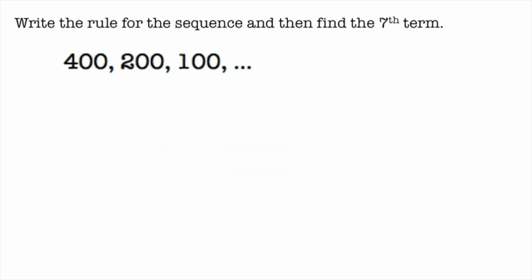All right, so with this one, we've got 400, 200, 100, so that means our common ratio is going down by a certain amount, so we're going to have a number less than 1. So when we do our formula, we find out what a sub 1 is, which is 400. Our ratio would be 200 divided by 400, which is 0.5. And then our term we're looking for is 7.